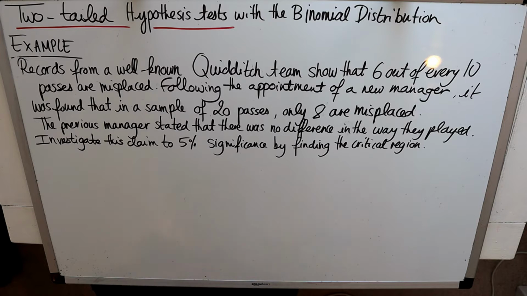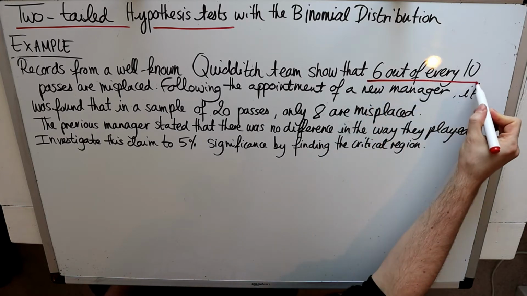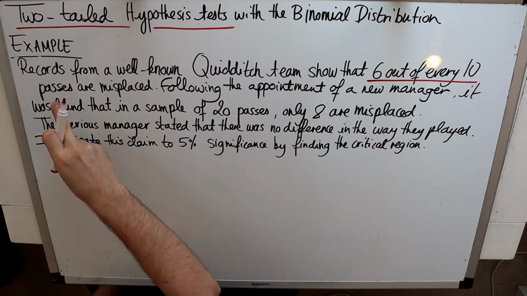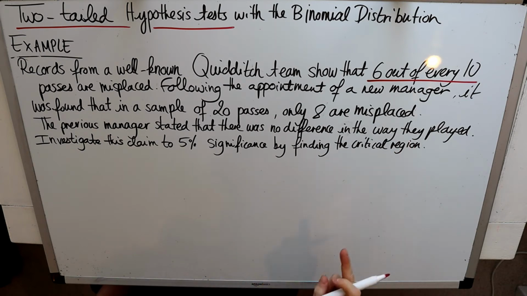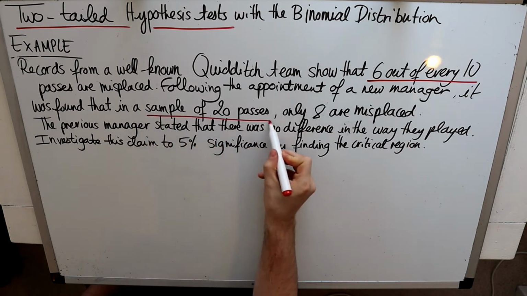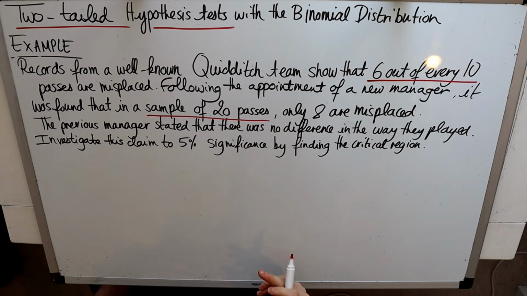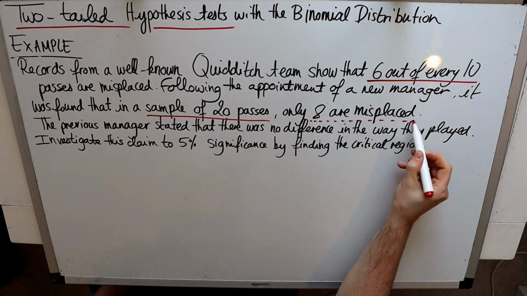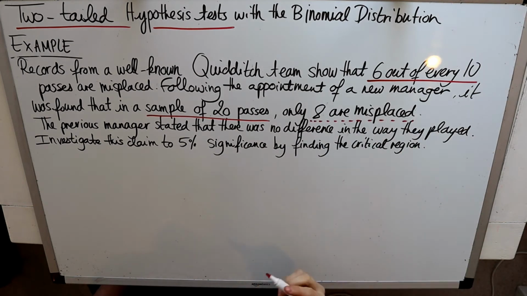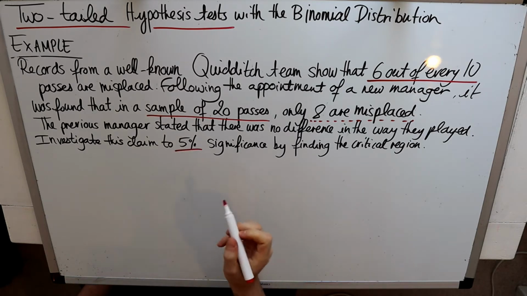The most important information here is 6 out of 10, and that is the general stats from the records, so that's actually going to be our probability. A sample of 20 passes, so that's going to be our sample size, and 8 is the result that we get in one of the trials, and that's what we're going to do the hypothesis test on. So we're looking at a 5% significance.